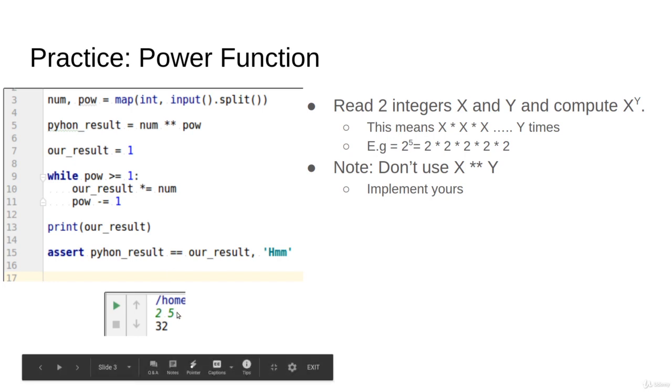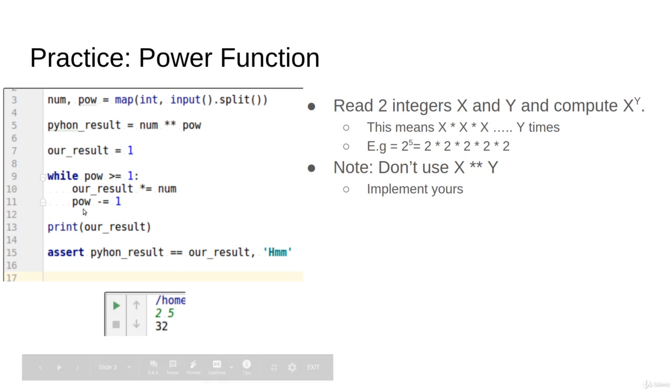So if we enter 2 and 5, the power will be 5. So while 5 is greater than or equal to 1, yes, 5 minus equal 1, 4. 4 greater than or equal to 1, true. 4 minus equal 1, 3, 2, 1, 0, stop. In every single step, we are going to multiply this number, which is 2, into our result so far. So initially you start with 1, then 1 times 2, then 2 times 2, then 4 times 2, then 8 times 2, 16 times 2, up to 32. That's all. So when you print the result, it is going to be 32.